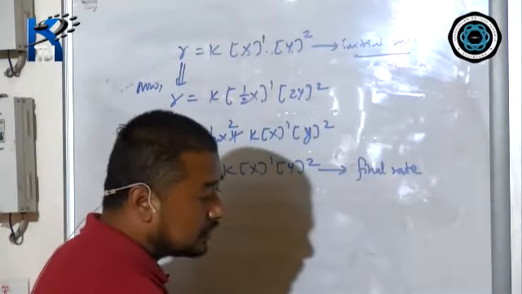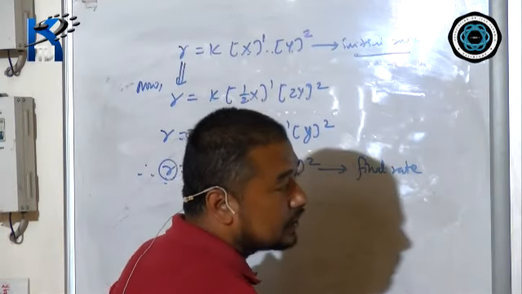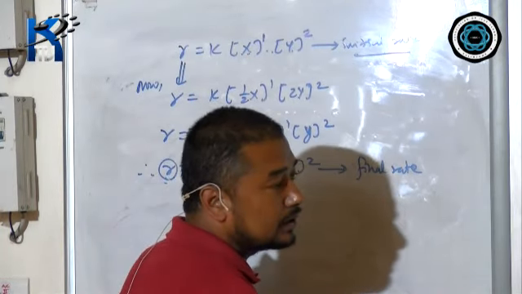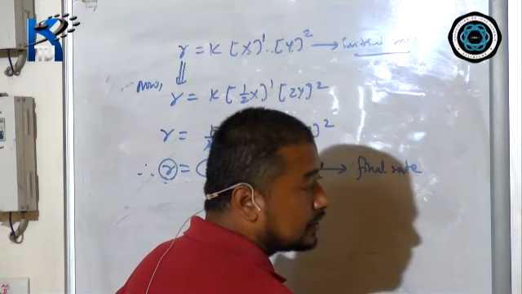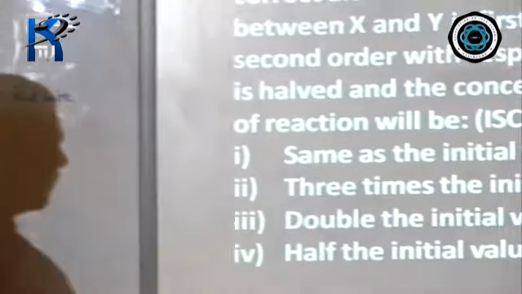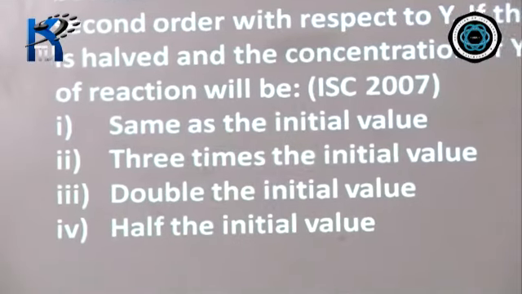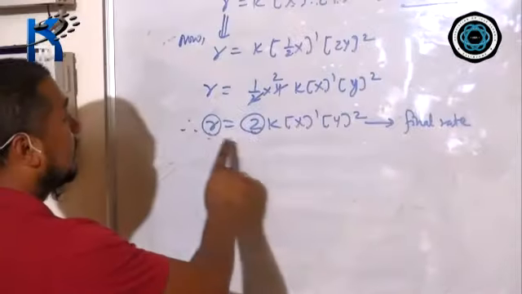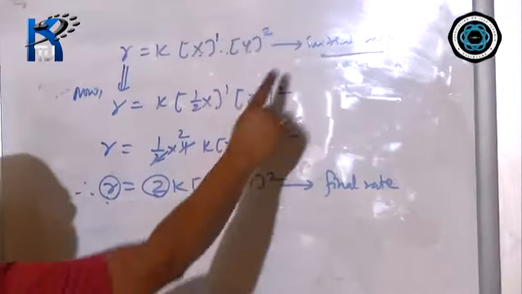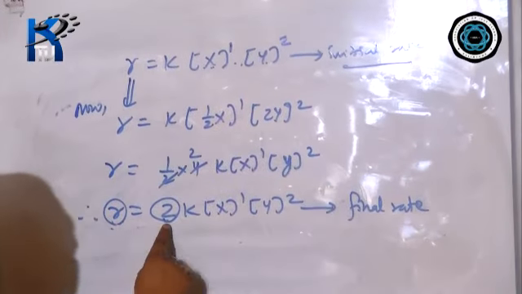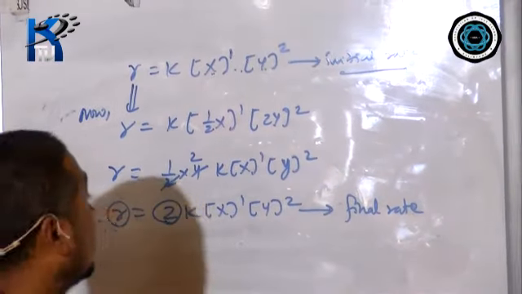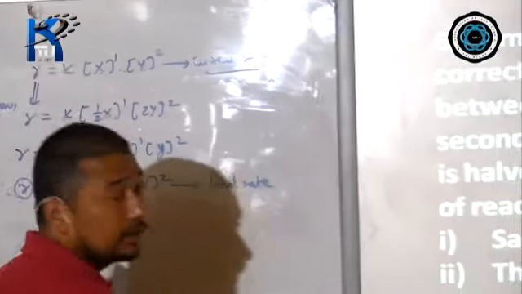Now if you see, option 1 is the same as the initial value, option 2 is 3 times the initial value, option 3 is double the initial value, and the last one is half the initial value. So for this question, students, the answer will be 3, because the rate will become double of the initial value.